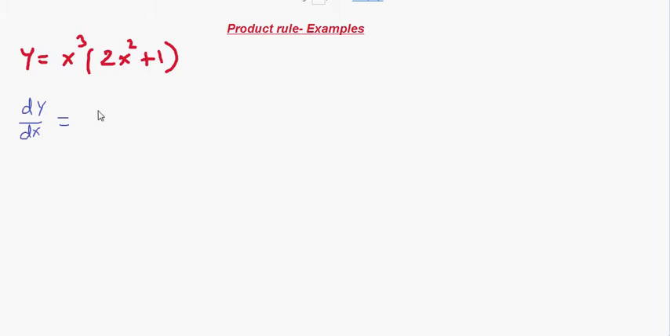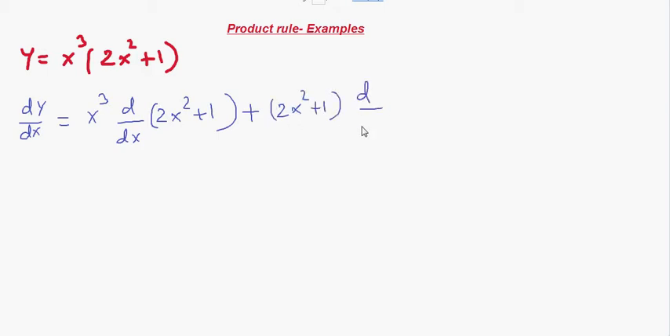the first function, which is x cubed, times the derivative of the second function, 2x squared plus 1, plus the second function, 2x squared plus 1, times the derivative of the first function, which is x cubed.